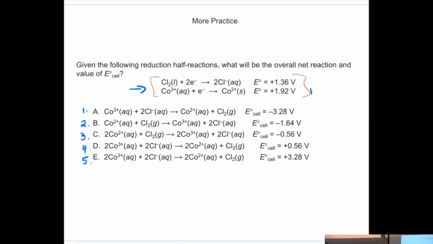So this one's going to be reduced, meaning that we're going to use that reduction potential, plus 1.92 volts, which means that this one has to be oxidized. It's going to run in reverse. So that means we're going to have negative 1.36 volts here, and we subtract those two together, add them together. This adds up to 0.56 volts. And there's only one answer choice that gives us the right E naught of the cell.